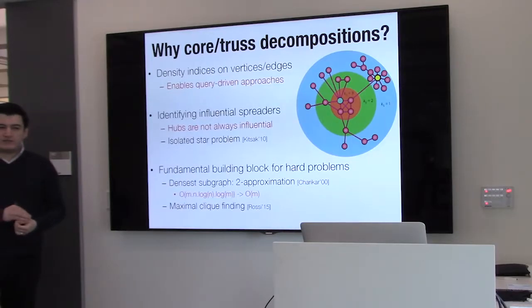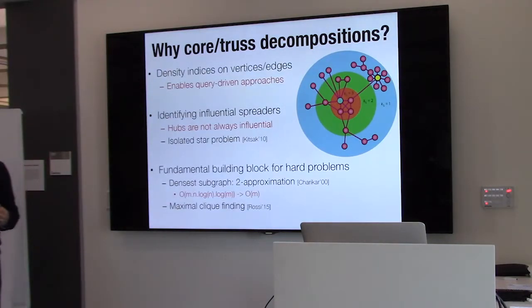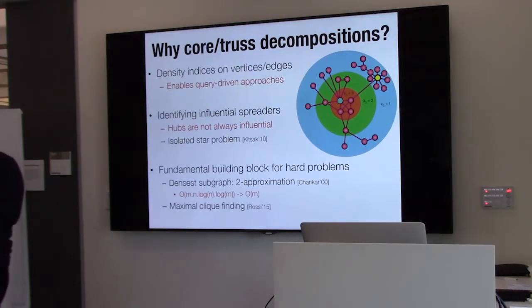So why do we choose those k-truss decompositions? There are multiple benefits. The very first thing is that current truss decompositions give you indices on vertices and edges. If you want to do some kind of query-driven algorithm or application, you just look at a vertex and you will have a value that indicates the density around that vertex. Or in the truss case, it's an edge. Every edge has a value, and it will tell you how dense the structure is around that vertex or edge.